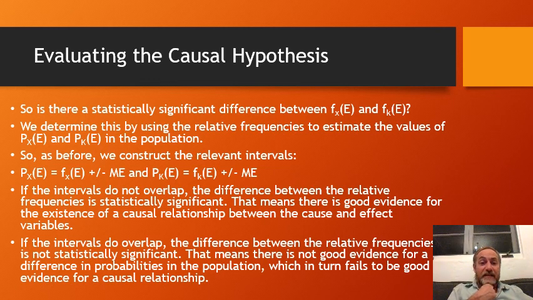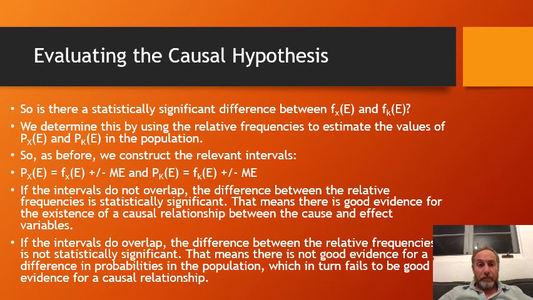So is there a statistically significant difference between the relative frequencies? We're going to determine that by using those relative frequencies to work backwards to the population, estimating the values of the probability of the effect in X and the probability of the effect in K in the population. So we have to find the intervals. And there's the equation.